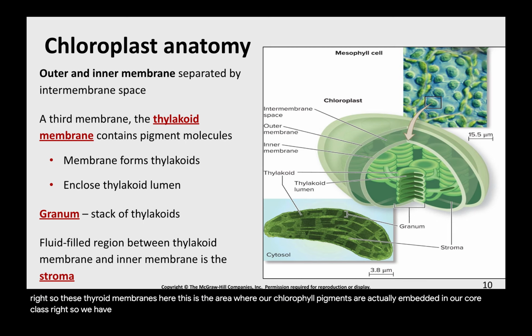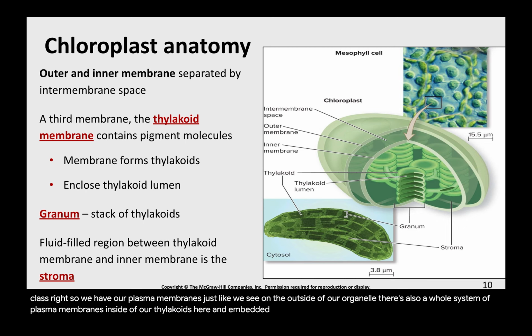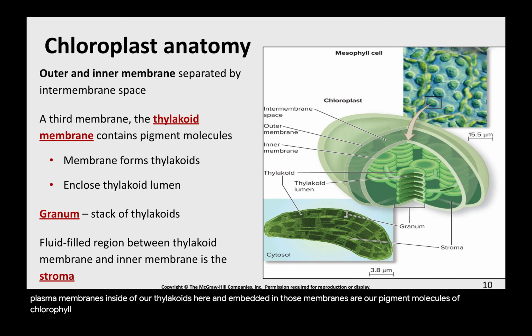So we have our plasma membranes, just like we see on the outside of our organelle. There's also a whole system of plasma membranes inside of our thylakoids here. And embedded in those membranes are our pigment molecules, our chlorophyll. A whole stack of these thylakoids, which are these little disc-like shapes, would be called a granum.